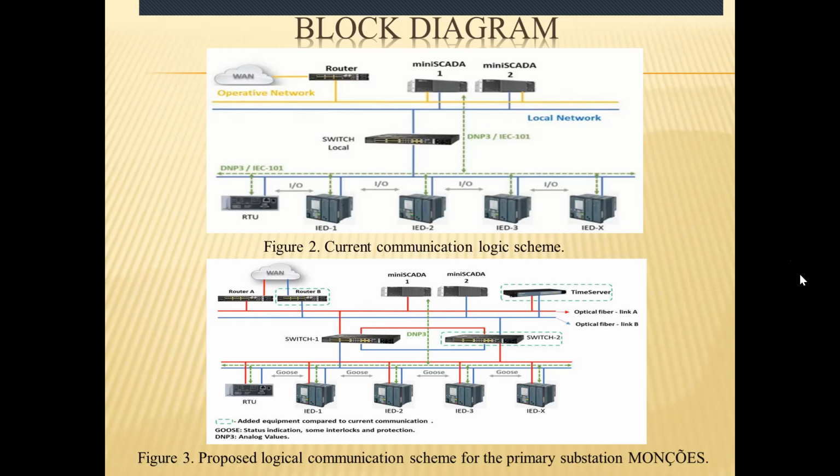In the first block diagram, there are four IEDs which are connected to the RTU through the protocol called Modbus TCP. And the RTU is connected to the switch, and the switch itself is connected to the mini SCADA. So it means the RTU will communicate to the SCADA through the protocol called IEC. There will be two networks. One is the operating network and the other is the local network. And the local network is connected to the IEDs, and the IED is also connected to the RTU.